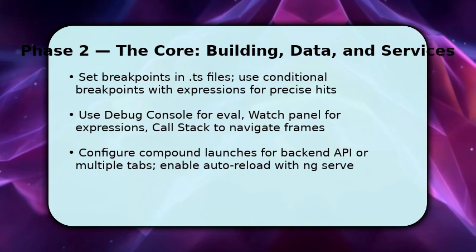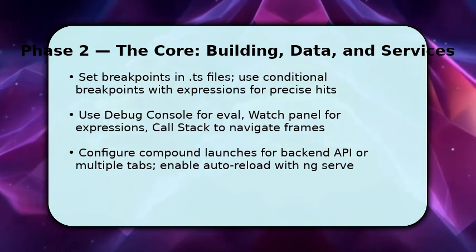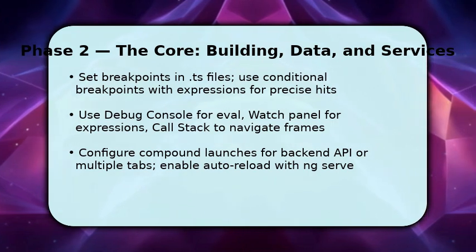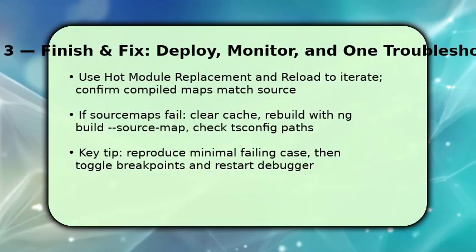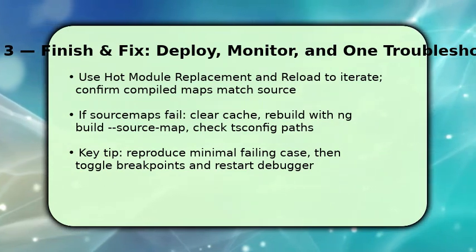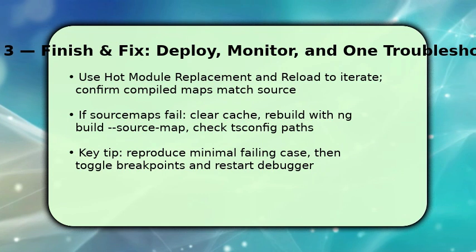When calling APIs, run backend together using a compound launch, so front and back step through coherently. You wrap up by inspecting values and ensuring behavior matches expectations. Make small changes and rely on hot reload for fast iteration.